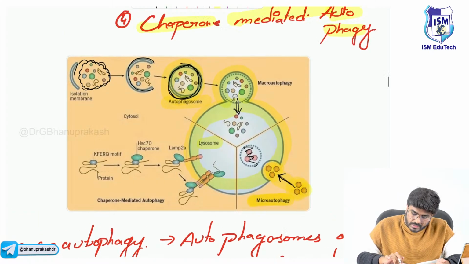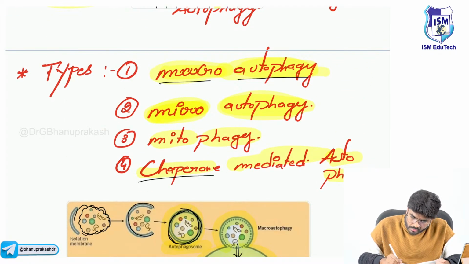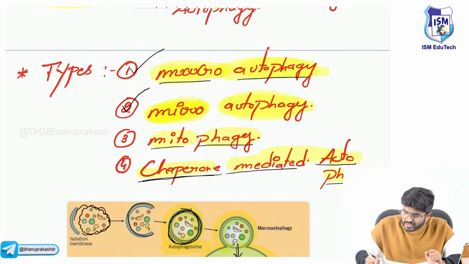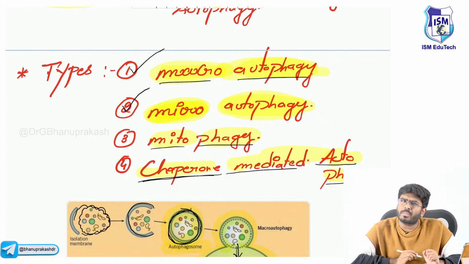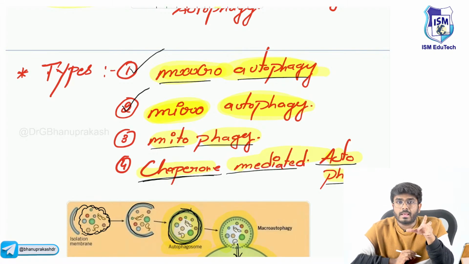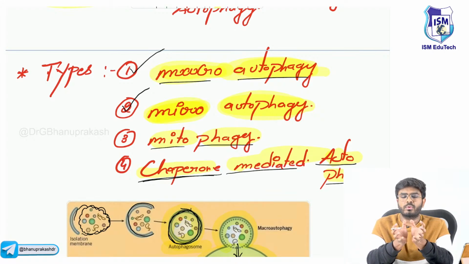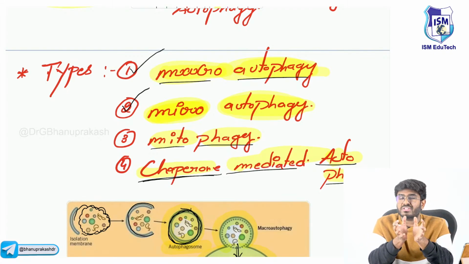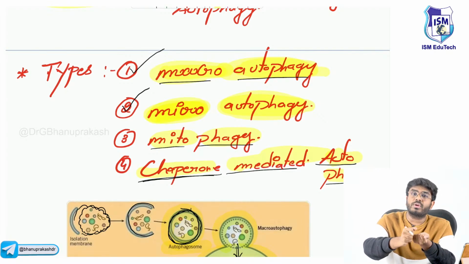Next, what else are we having? We are having chaperone. Macroautophagy completed, microautophagy completed. I will talk about mitophagy in a minute. Now, let's discuss chaperone-mediated autophagy. So, what exactly are the chaperones? Chaperones are proteins, like heat shock protein 70, HSP70. Chaperones are those proteins which help in the proper folding of proteins.